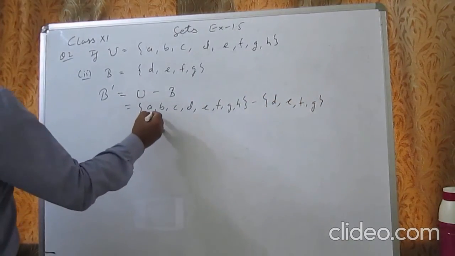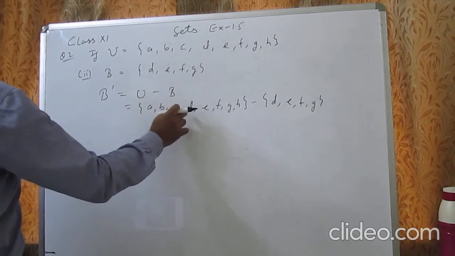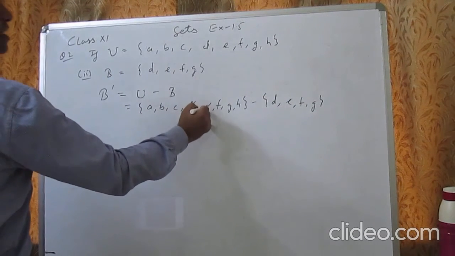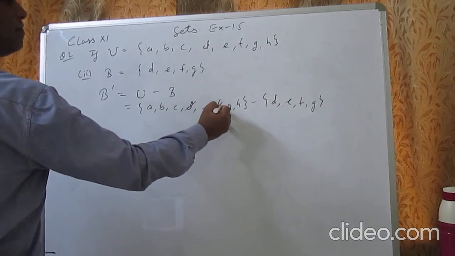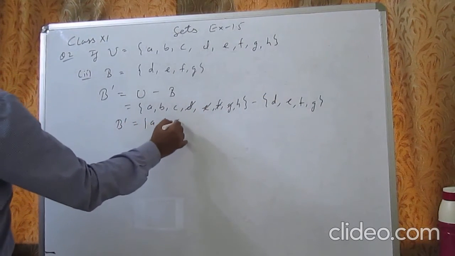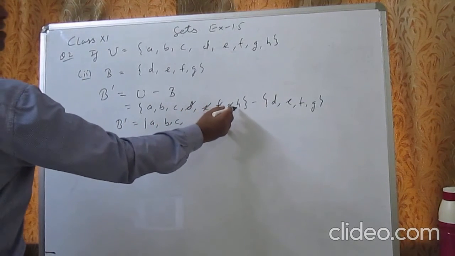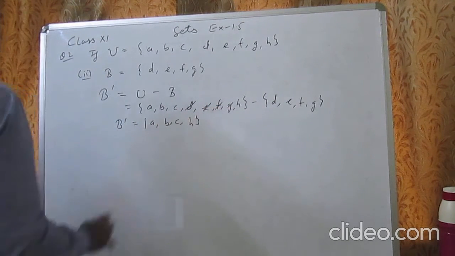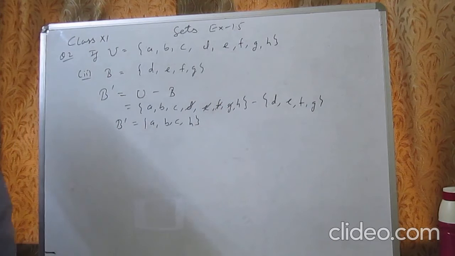सो इसमें से कौन से एलिमेंट निकल जाएंगे? बी सेट वाले एलिमेंट्स निकल जाएंगे, डी ई एफ जी. सो बी कॉम्प्लीमेंट इज ए बी सी एंड एच. दिस इज बी कॉम्प्लीमेंट.